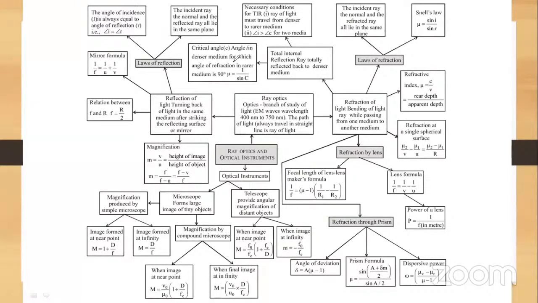Okay students, okay, so now coming to that reflection phenomenon in a plane surface, there will be 2 laws. Angle of incidence should be equal to angle of reflection.